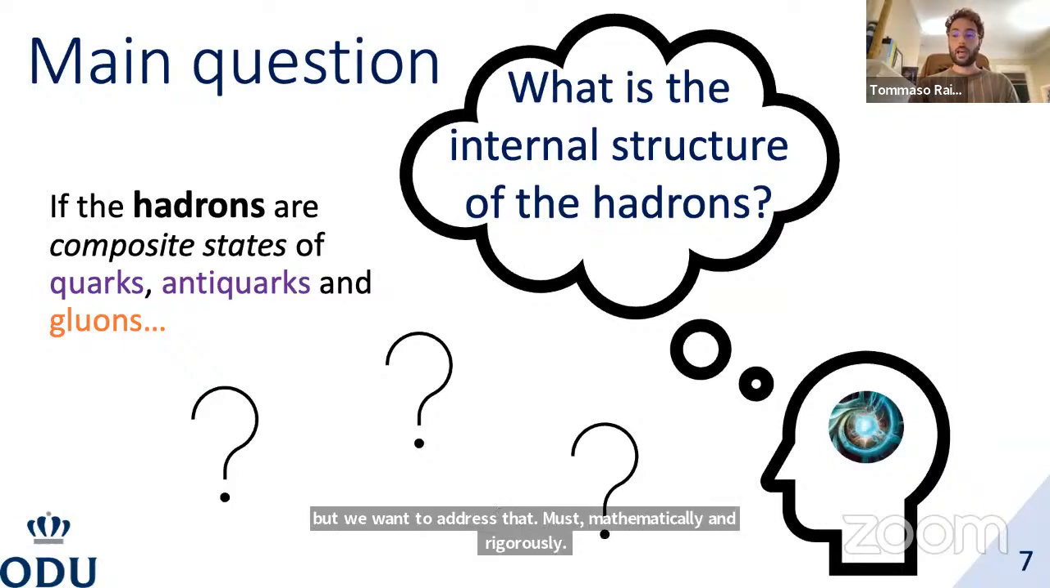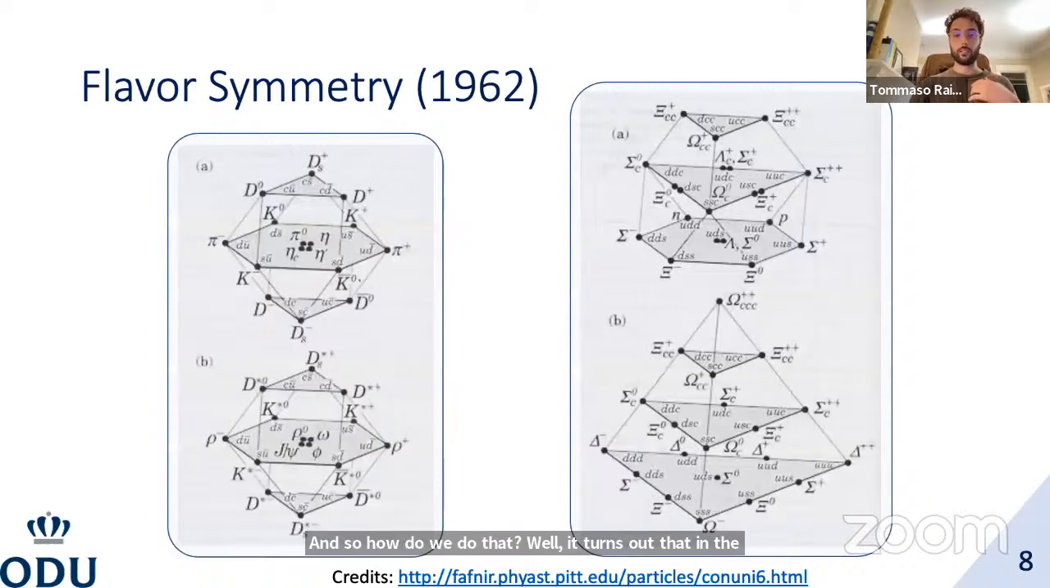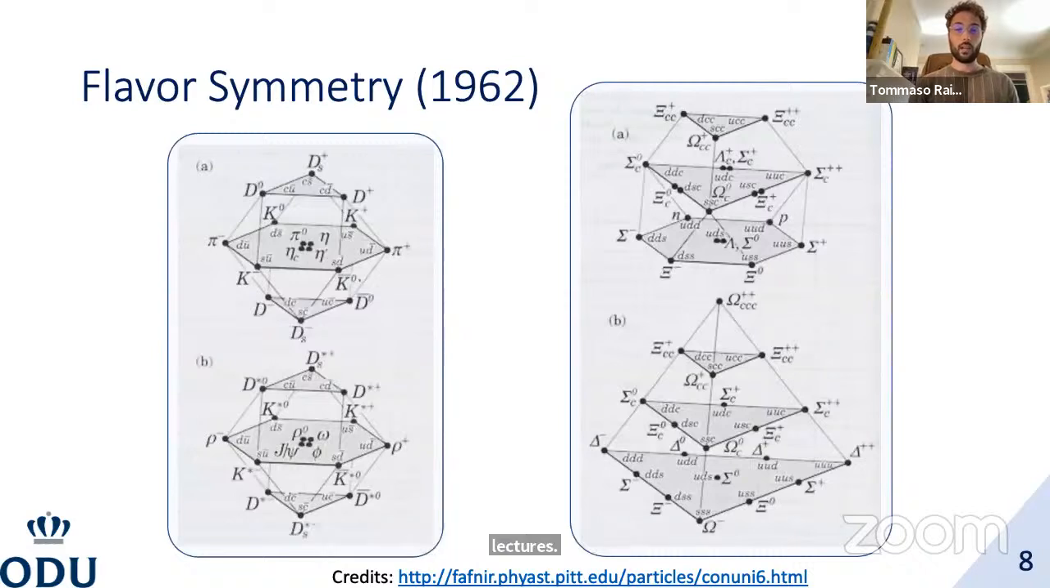Well, it turns out that in the early 60s, there was this notion of flavor symmetry, which you've already seen in the previous lectures. And by relying on this symmetry, you can categorize your hadrons into these objects, which are the representation of a group. But for those of you who don't know, it doesn't really matter.